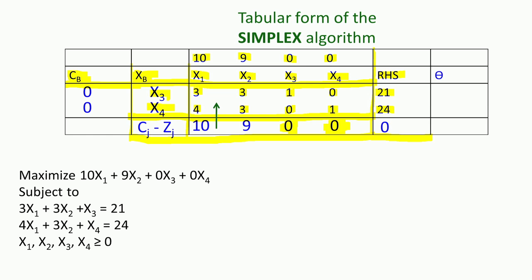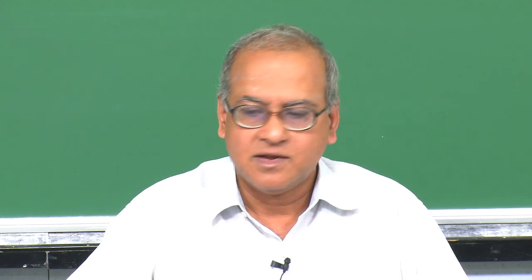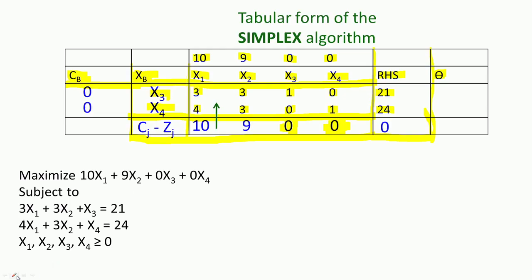To find out which one it replaces, we calculate this thing called theta. So just draw this line and write theta here, and then this theta is the ratio between this 21 and this 3 corresponds to the variable that is entering. So 21 divided by 3 is your first one. So 21 divided by 3 is 7 and 24 divided by 4 which is 6, and take the smaller theta which is 6.